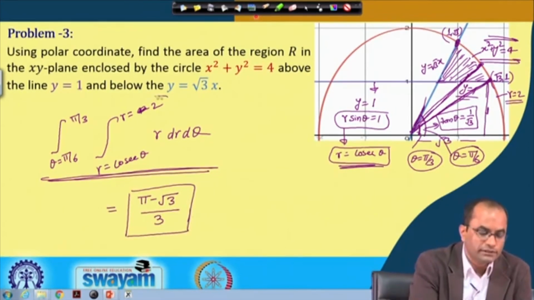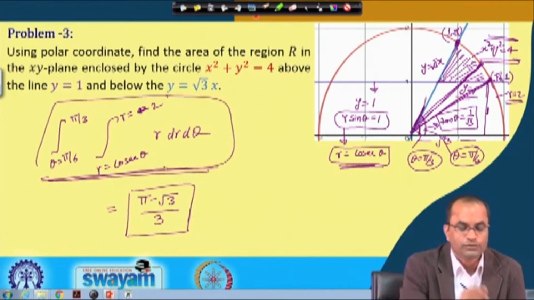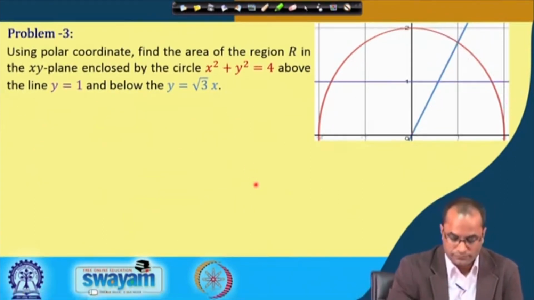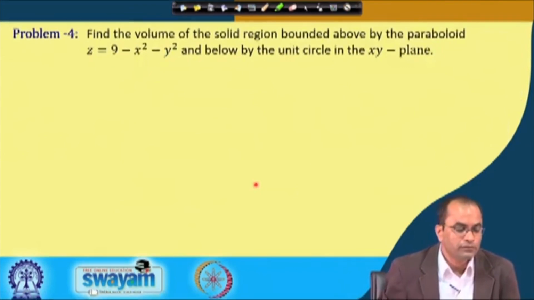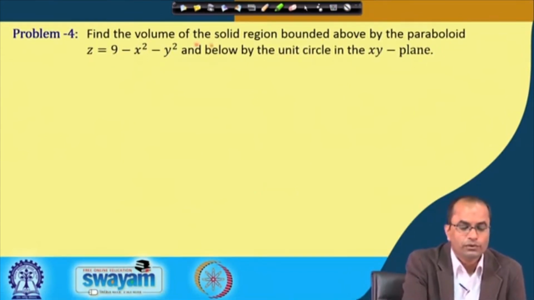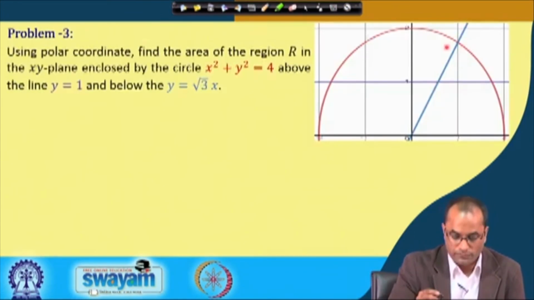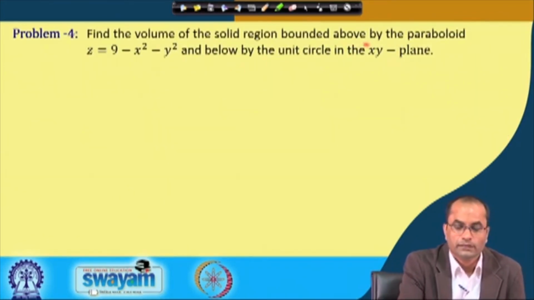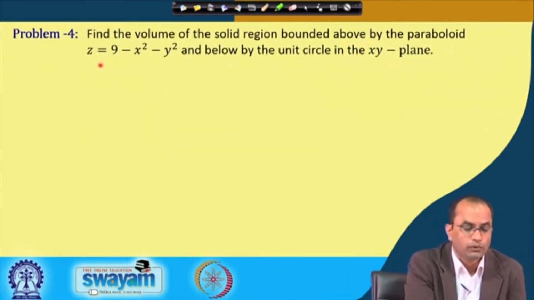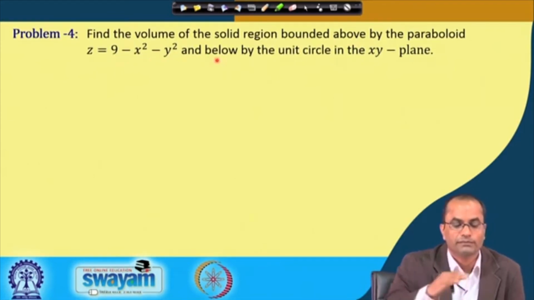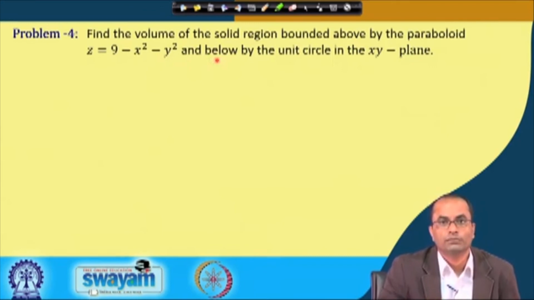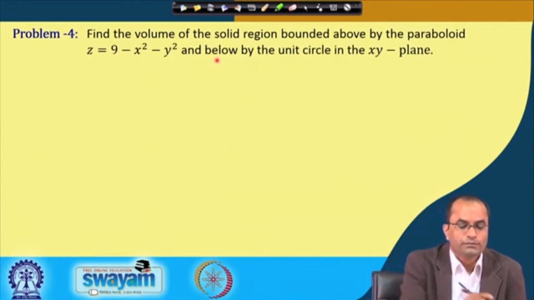So, the important thing is drawing the region and putting the limits of the integration. Moving now to the next problem, we want to find the volume of the solid region bounded above by the paraboloid z is equal to 9 minus x square minus y square, and below by the unit circle. So, above this unit circle we want to get the volume under this paraboloid.